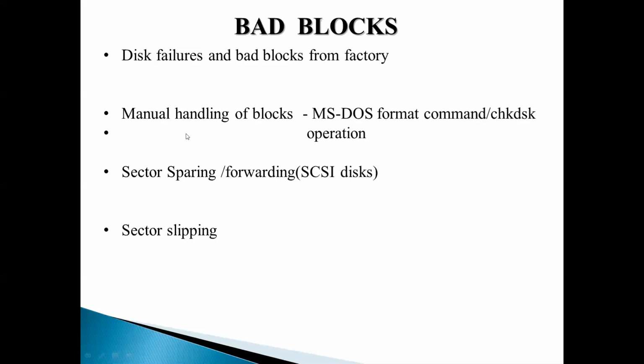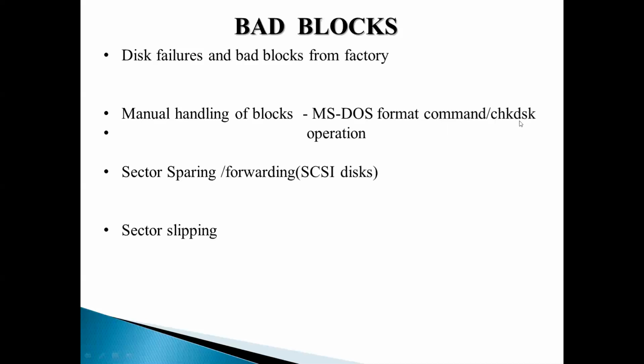So the first one is about manual handling of blocks. Manual handling of blocks means we will use commands like, for example, in the MS-DOS operating system, the format command or the check disk operation. The format command performs logical formatting. That is, it will scan the hard disk for bad blocks, and whenever it finds a bad block, it will write a special value into the corresponding FAT entry, so that the allocation routines are informed that that particular bad block should not be used for any operation.